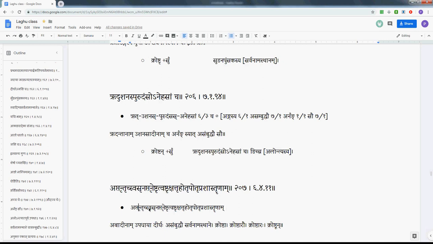Up. Trun. Trich. Trich is trich pratyaya. Trun is trun pratyaya. Swasru is a pratipadika. Swasru meaning a sister. Naptru. Neshtru. Twashtru. Kshatru. Hotru. Potru. Prashastrunam. Shashti bahuvachana. 6411. The sutra is 6411.